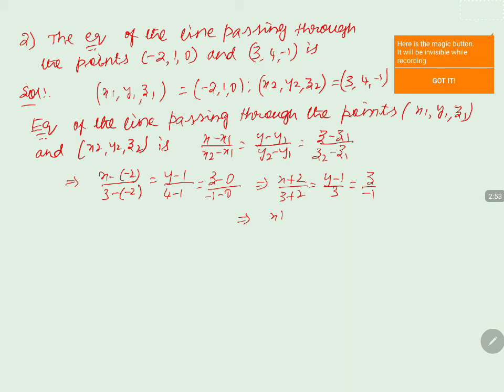Then we will get it as (x plus 2) by 5 is equal to (y minus 1) by 3 is equal to z by minus 1, which is the required equation of the line passing through the two points.